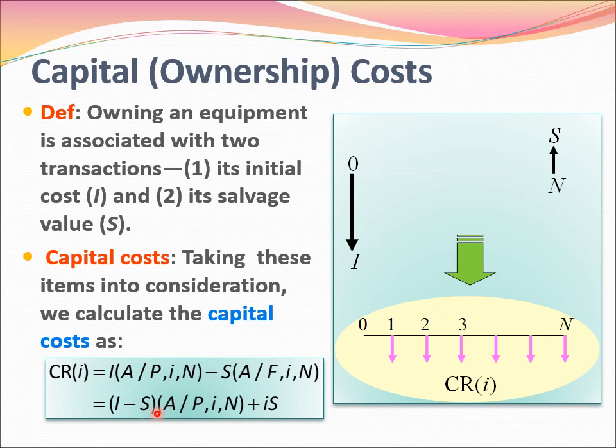The capital recovery you can find by multiplying I minus S with this A given P factor, plus you add I times S. Again, this is exactly the same as this one. Nothing different, this is just the reorganization of the previous one. That's it, and it will give you exactly the same result.